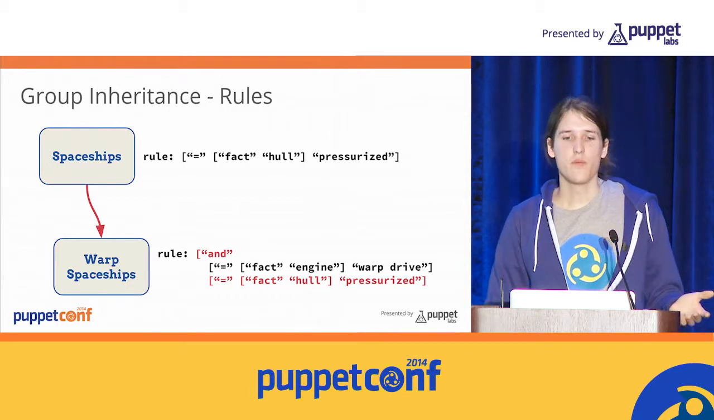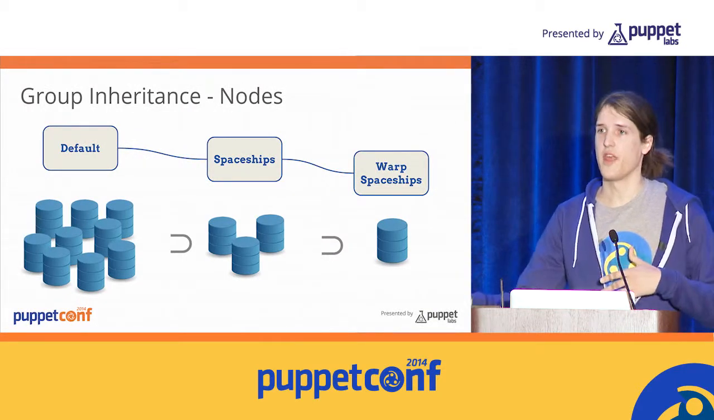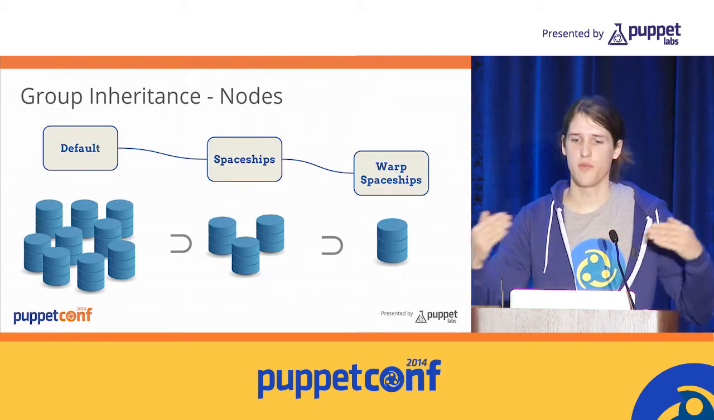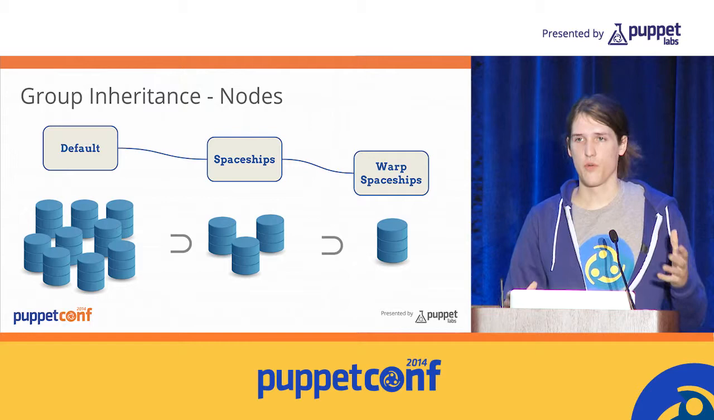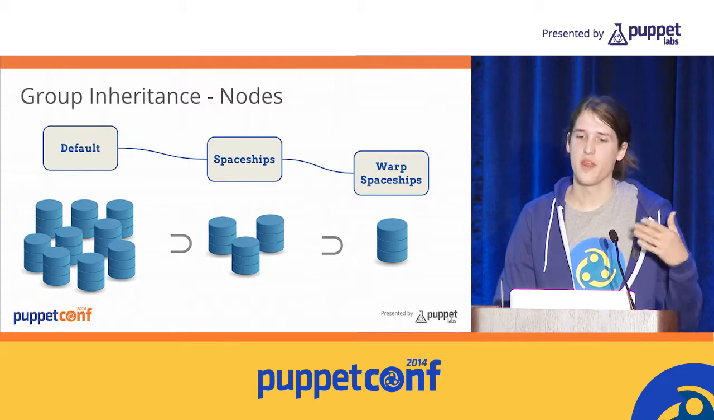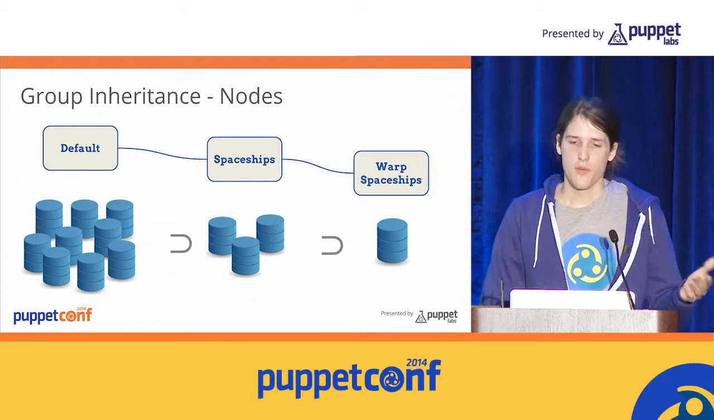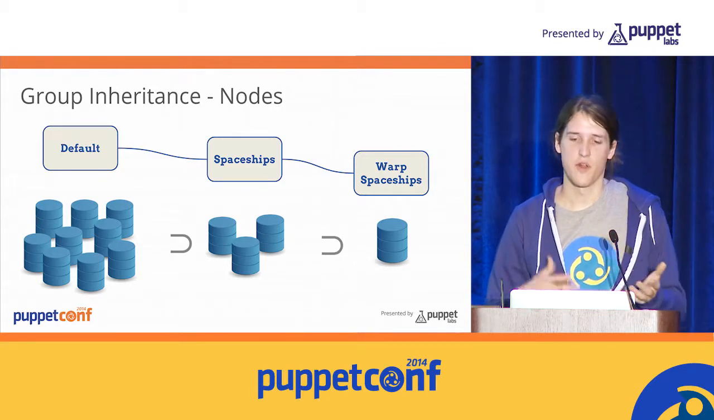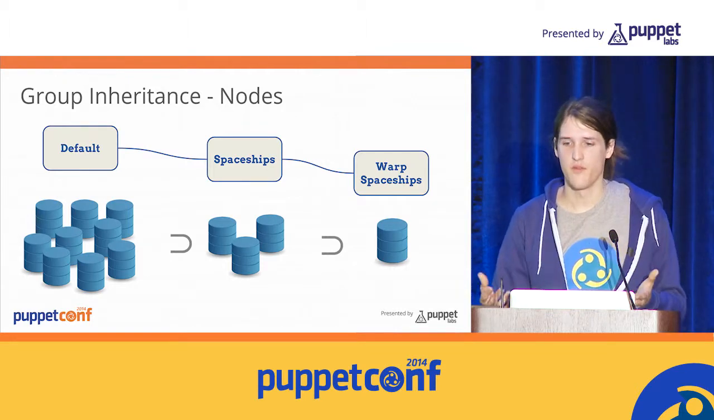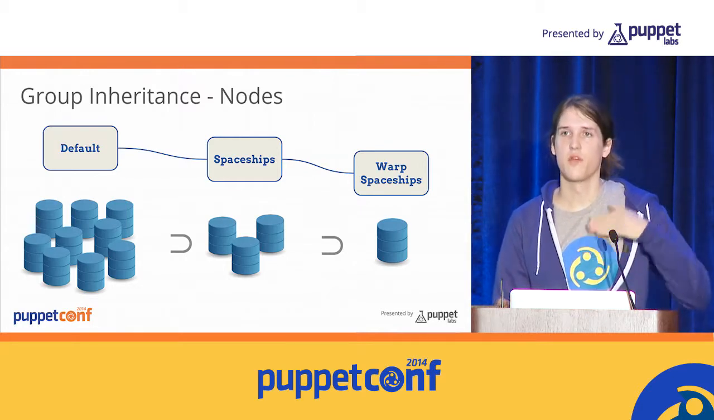An equivalent and probably more useful way to think about rule inheritance is that nodes are inherited down, and at each step, a group performs a filtering operation on the nodes of its parent. So each group's nodes is necessarily a subset of the nodes that its parent group refers to. We'll have all of our nodes in the default node group, and then we'll filter that down to talk about our spaceships, which is necessarily a subset, and again, we filter that down to define our warp spaceships. And at each step, it's always a subset of the nodes of its parent.